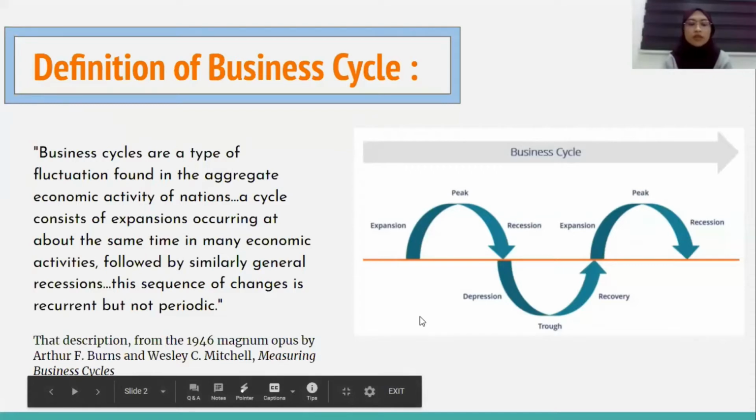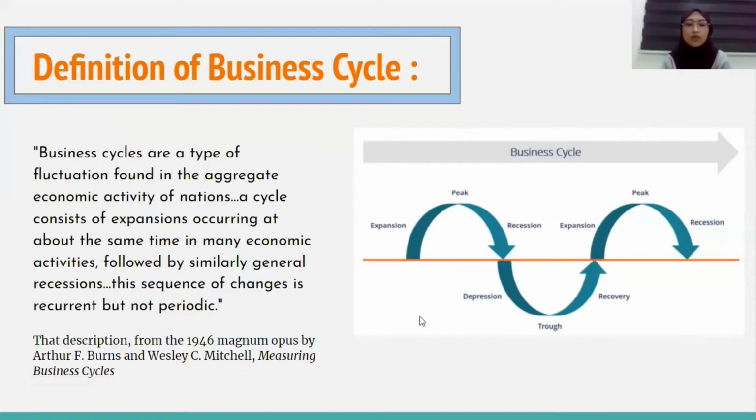So, from the 1946 magnum opus by Arthur F. Burns and Wesley C. Mitchell, Measuring Business Cycles: a type of fluctuation found in the aggregate economic activity of nations. A cycle consists of expansion occurring at about the same time in many economic activities, followed by similarly general recessions. This sequence of changes is recurrent but not periodic.